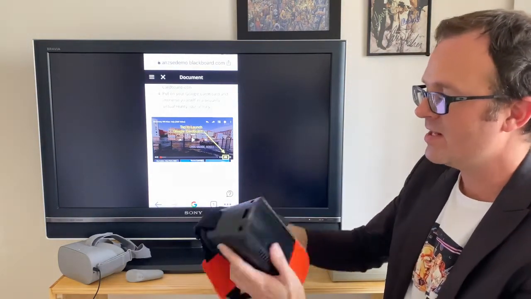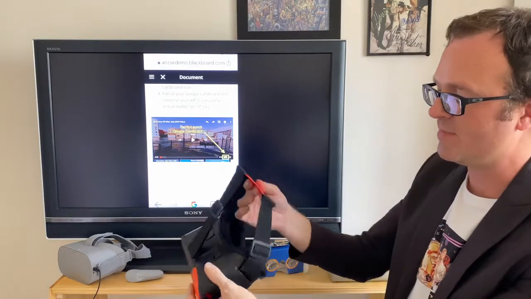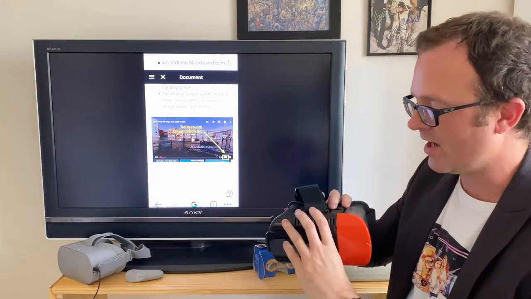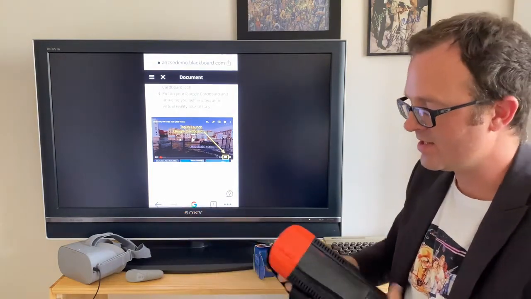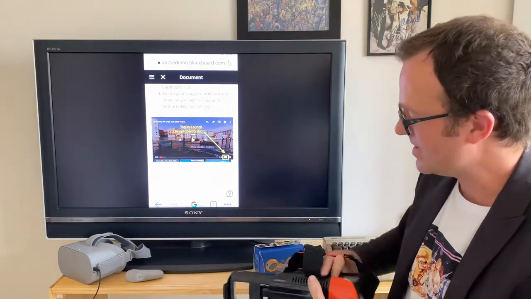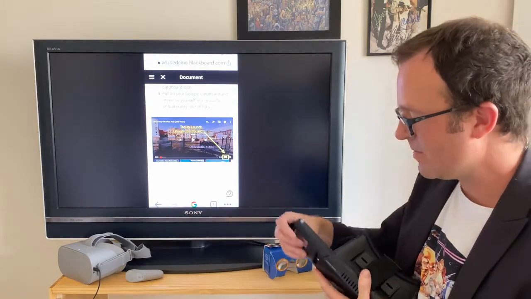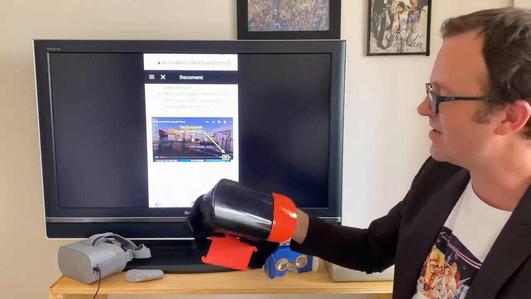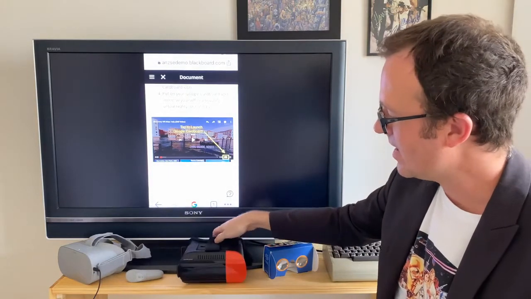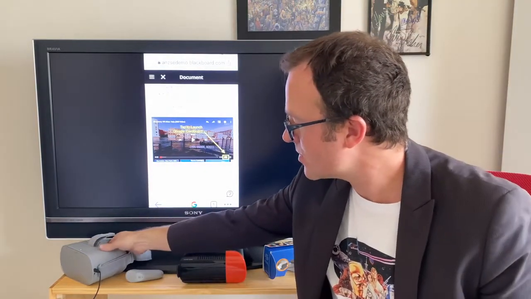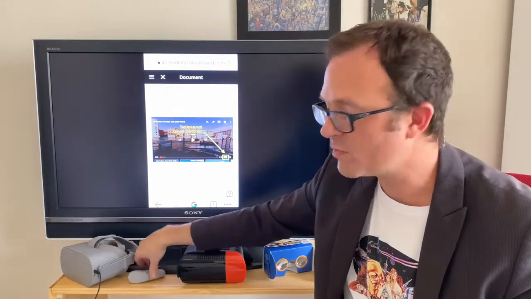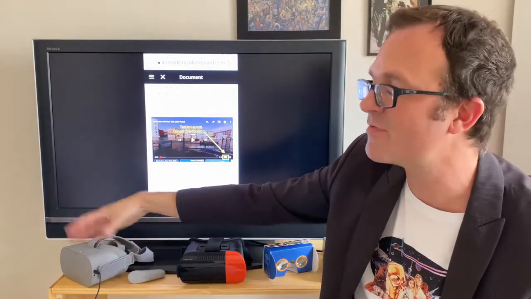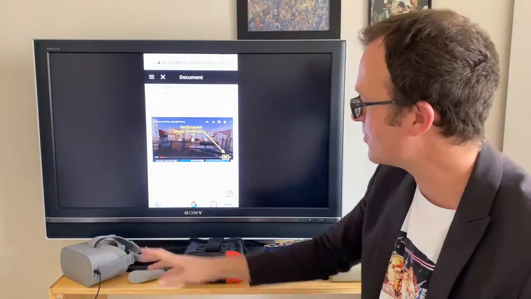Now this one here is a bit more sturdy. It's got some straps, but it is designed to house your phone in. So it uses the same technology as a Google Cardboard, but it's a little bit sturdy, a bit more easy to use for longer experiences. And I've got an Oculus Go virtual reality helmet and controller here, which we'll look at in a different demonstration. But let's have a look here.